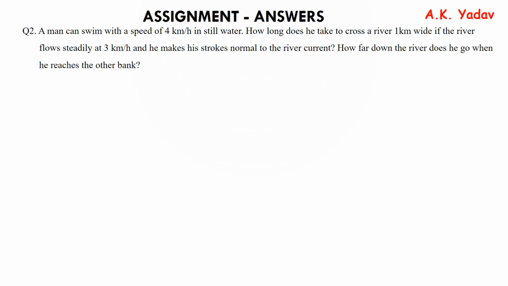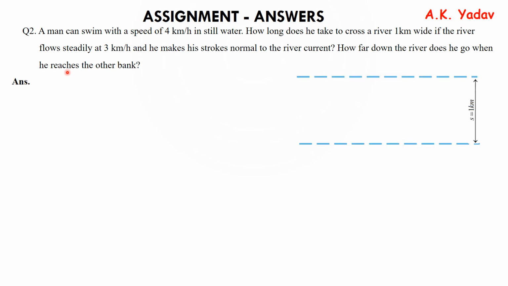Let's move to question number 2. A man can swim with a speed of 4 km per hour in still water. How long does he take to cross a river 1 km wide if the river flows steadily at 3 km per hour and he makes his strokes normal to the river current? How far down the river does he go when he reaches the other bank?